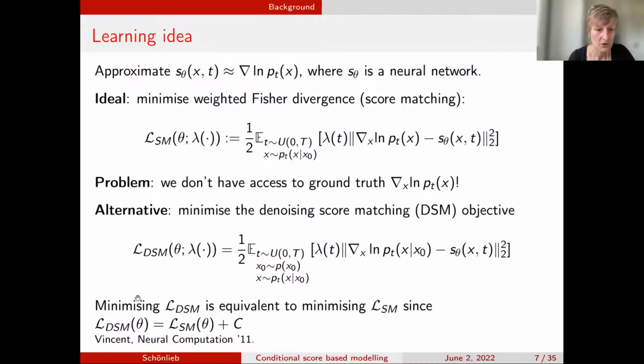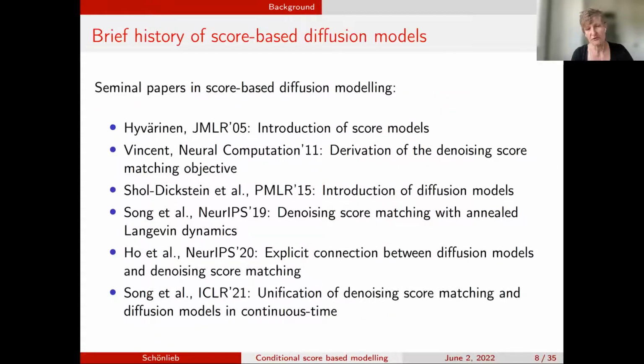Okay, and so while this is now different to your original objective, when you write things down, you can see that this new objective is actually nothing else than the old one plus a constant that is independent of theta. So minimizing this is equivalent to minimizing this. Now, very briefly, I don't know how many of you have heard about these score-based diffusion or score-based models in general.